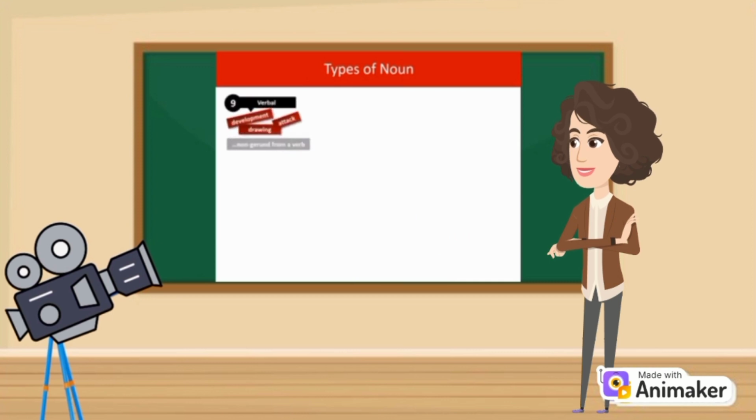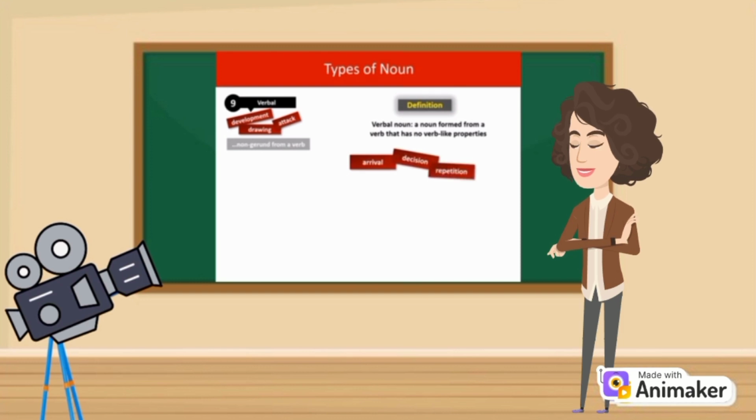Verbal noun. Development, drawing, attack. These are non-gerund nouns formed from a verb. So a verbal noun is a noun formed from a verb that has no verb-like properties. Example, arrival, from the verb to arrive. Decision, from to decide. Repetition, from to repeat. Building, from to build. Notice it ends in -ing, but that doesn't mean it's a gerund. We're going to talk about that in a second.